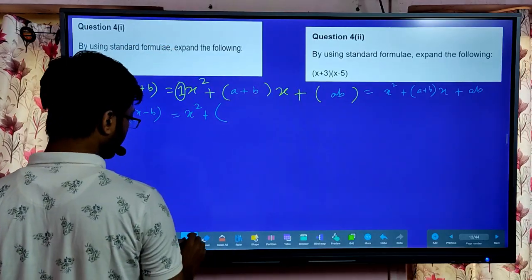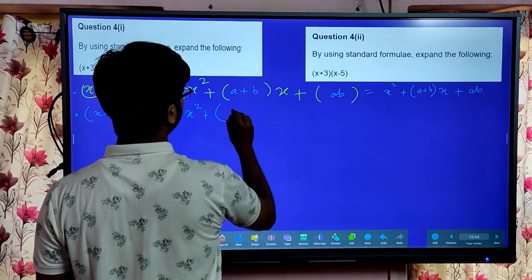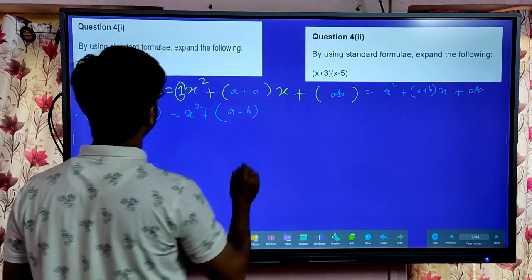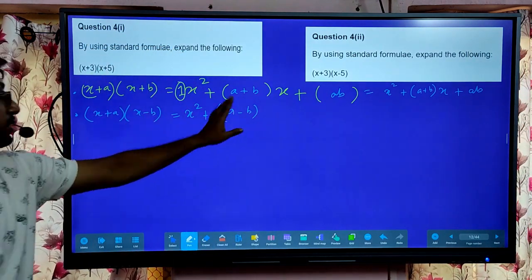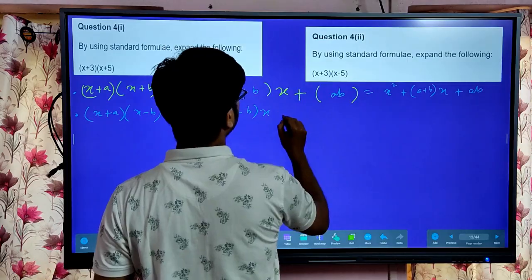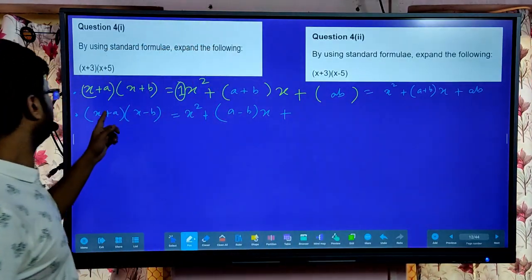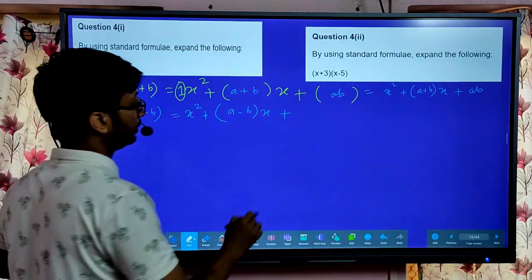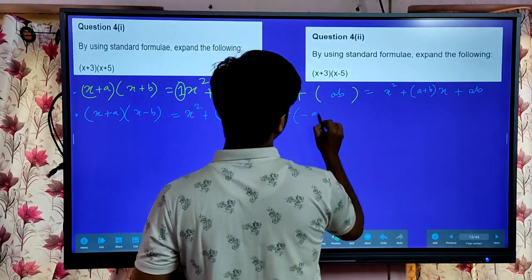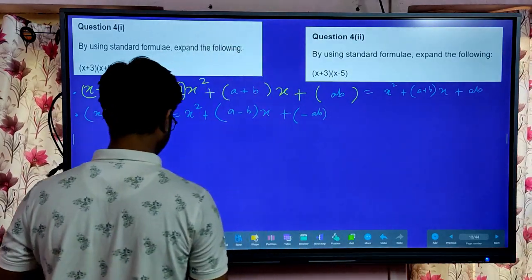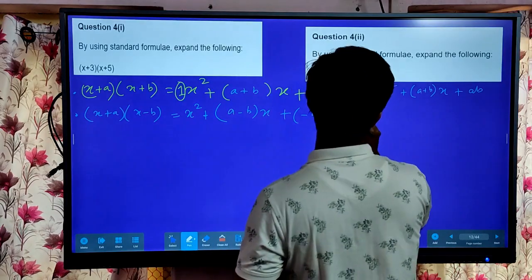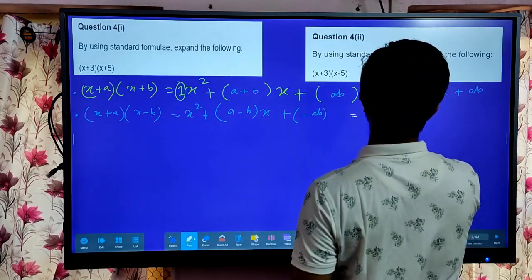जैसा दिखाई दे रहा है वैसा ही लिखना है. Okay, a minus b. You see a minus b, just a minus b, and into x plus, this will be plus a into minus b, it will be minus ab. So it will be minus ab, and the resultant formula will appear as, this will be x square.